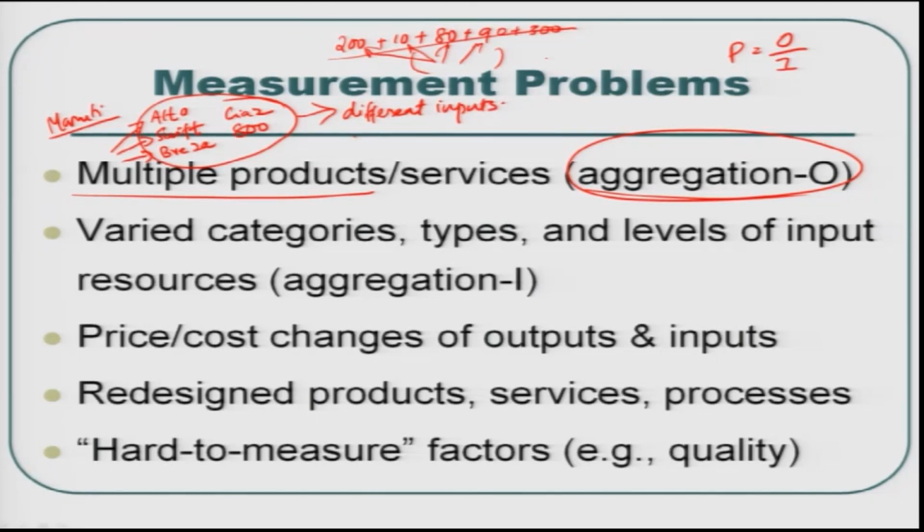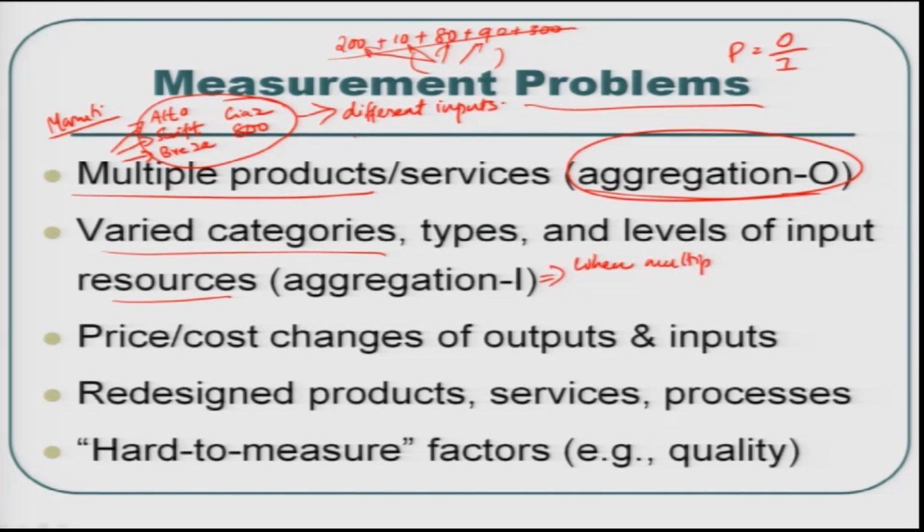So, hence the importance with the case is that when you have multiple products and you aggregate all these multiple products, then that creates a measurement problem. That is what we call the aggregation of the output problem. Then the second problem that we typically face is the varied categories, types and levels of input problem, which is the aggregation of input.